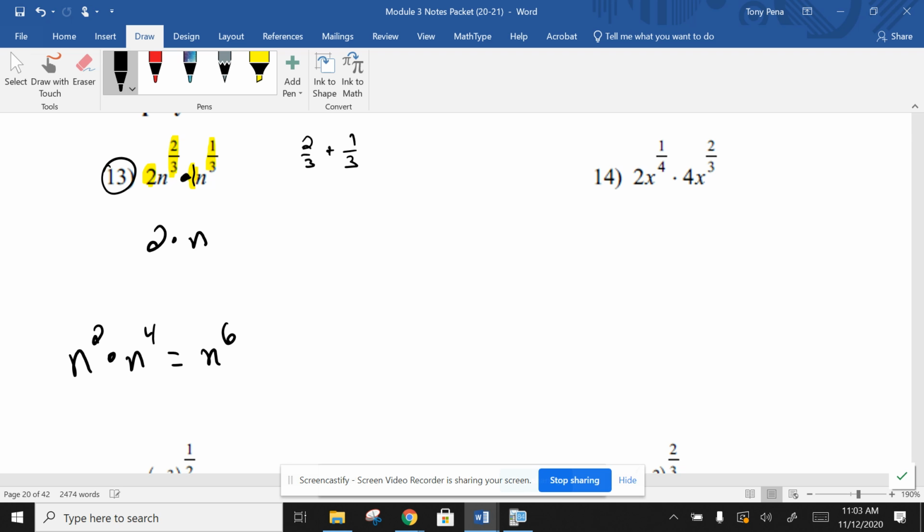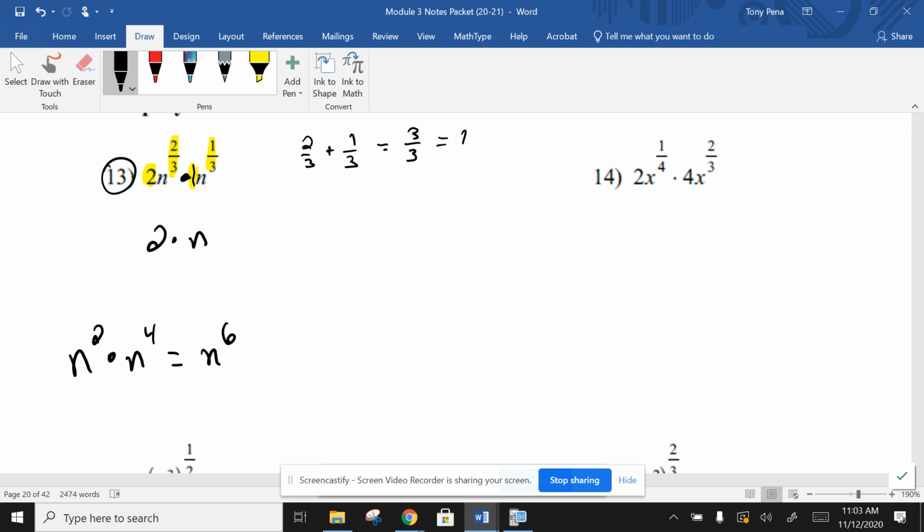That's one that hopefully we can do without a calculator, but you certainly can use your calculator. That would be 3/3. They had a like denominator already. 3/3 is really just a 1, so this is really just 2 times n to the 1st power, or if we don't want to write the 1, just 2 times n. Right? So with that, try number 14.